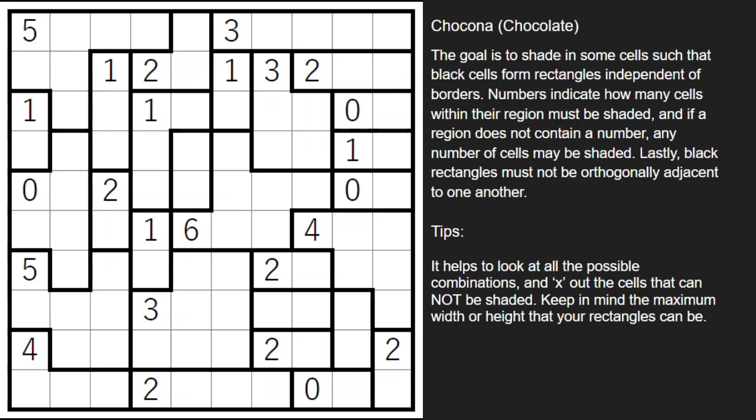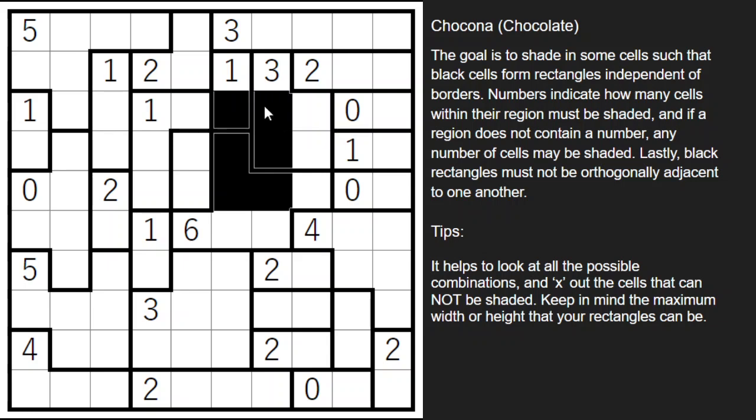So what that means is blocks of shaded cells can diagonally touch one another, but they cannot be orthogonally next to one another. So you wouldn't be able to have a form of shaded cells like this because that's not going to be a rectangle or square. You'd obviously have to fill it in so it's nice and round like that. So that's it for the rules.